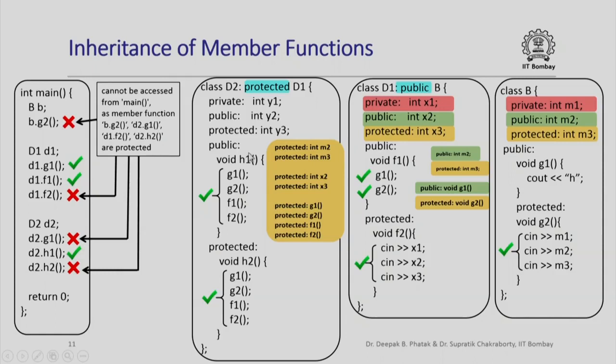What about H1? H1 is a public member function of D2, so it can certainly be accessed from the main function. What about H2? H2 is a protected member function of D2, so it can only be accessed from classes that are derived from D2 and not from the main function. So you see that this combination of derivation modes and access control specifications of different data members and different member functions really determines which member functions you can call from where. What can you call from the main function, what can you call from within a derived class. All of this is determined by the combination of the mode of derivation and the access control specification of the data members in the base class.